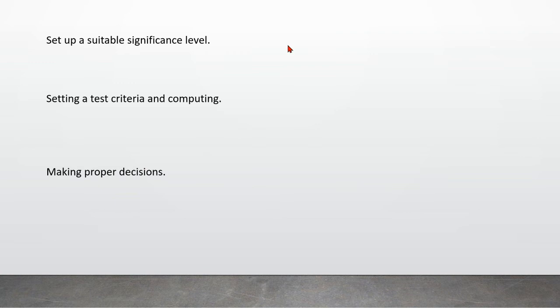Okay, so these were the first two steps. The first step was setting up a null hypothesis. The second step was setting up an alternative hypothesis. The third step is setting up a suitable significance level. Again, I had explained this level of significance, or the significance level. Either it is 5% or 1%.